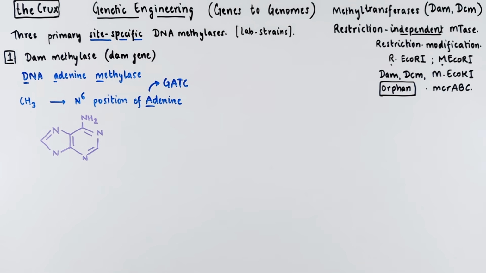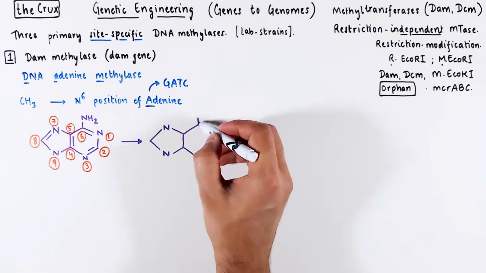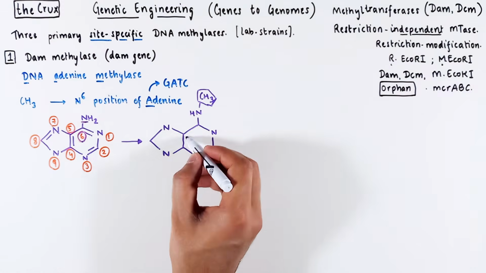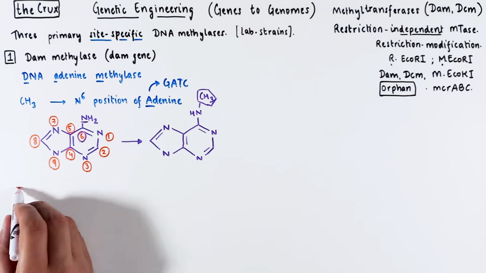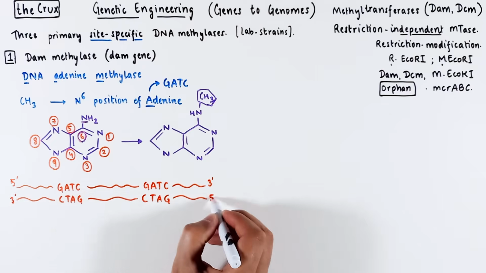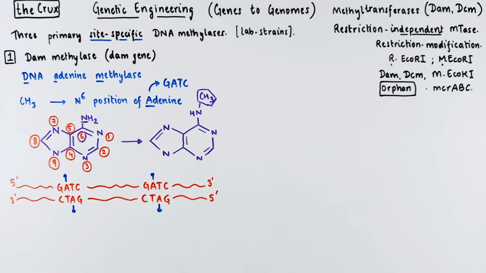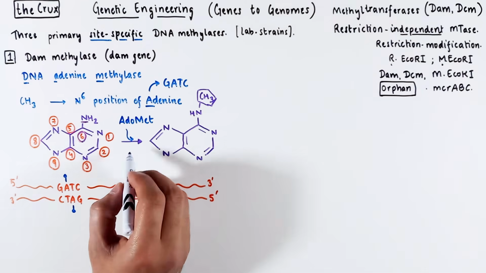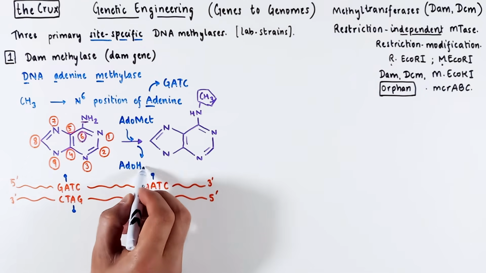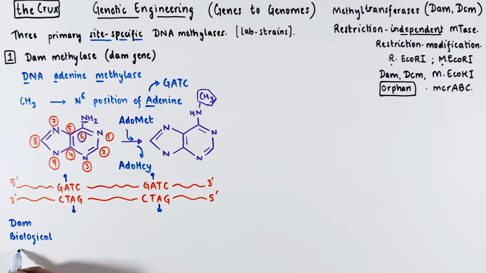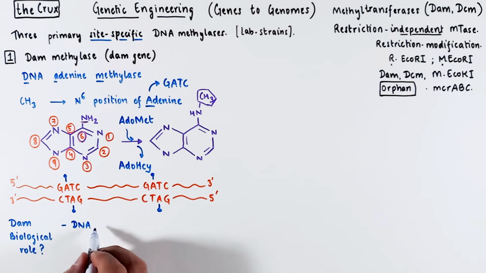In case you have forgotten, here's a quick biochemical structure of adenine with the atomic numbering. To keep it short and clean, the methyl is transferred to the nitrogen on the 6th position. Essentially, this means that if the bacteria has a Dam methyltransferase enzyme, all the GATC in 5' to 3' orientation will get a methyl on the adenine. The methyl, if you recall from the last video, comes from adenosyl methionine, and this transfer converts AdoMet to adenosyl homocysteine.